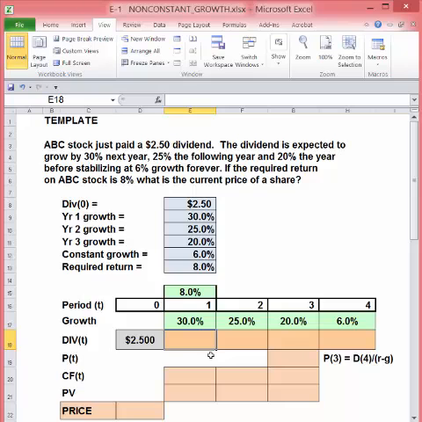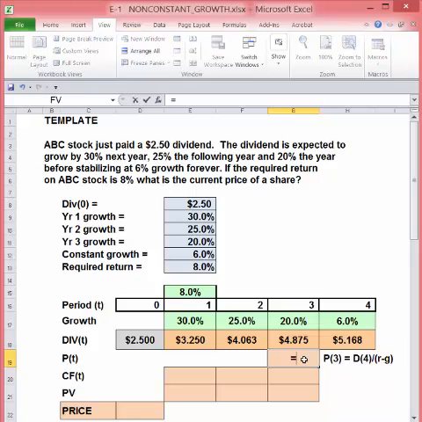Now we want to calculate D1 through 4. So D1 is going to be D0 times 1 plus the growth rate. And we can copy that across. Then we want to use D4 to find P3, divided by the required return minus the constant growth rate.